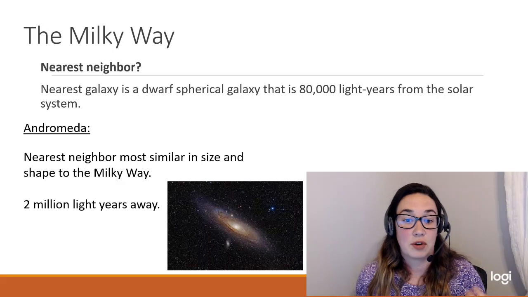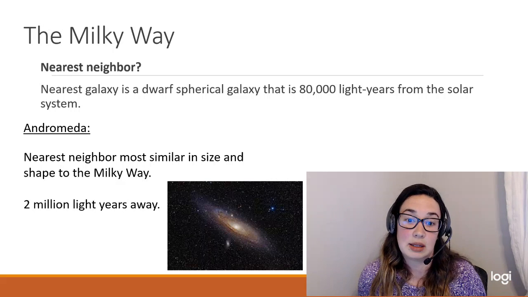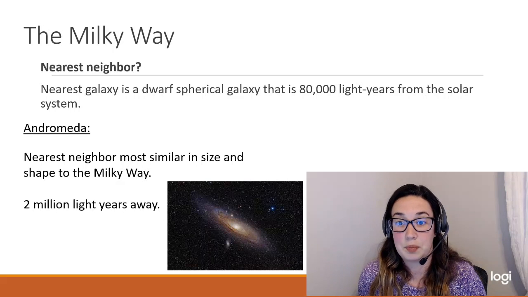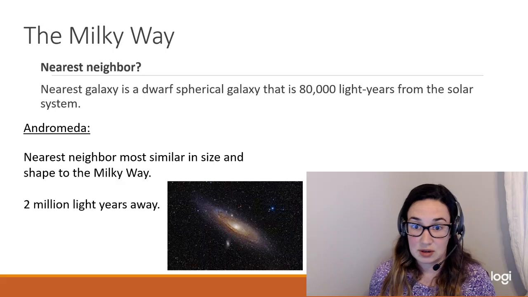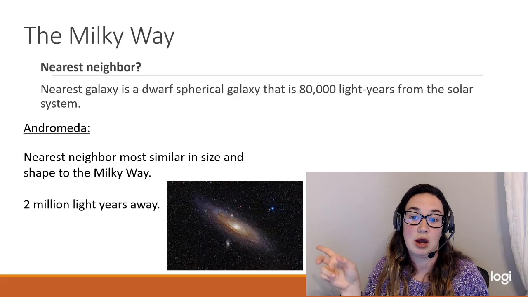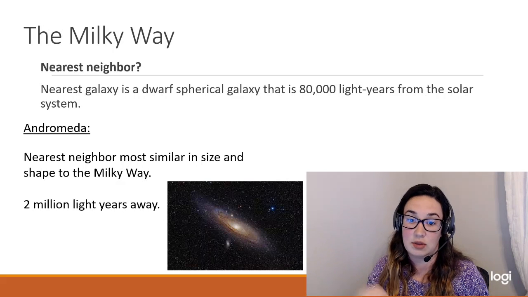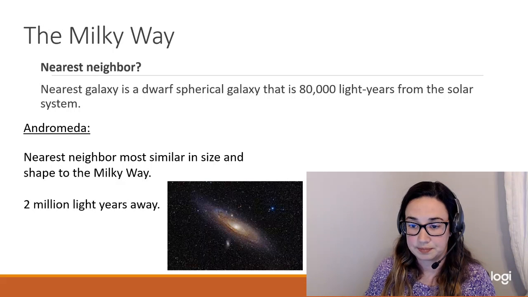But if you're talking about how far away it is, 2 million light years away. So pretty far in comparison to the nearest dwarf galaxy that we have, in our vastness of space that we're talking about. And so this is right here, this is an image of Andromeda. So this is the nearest one that looks the most like ours.